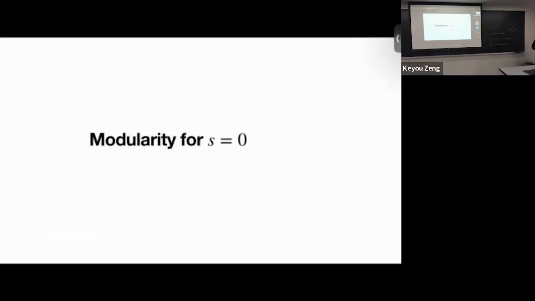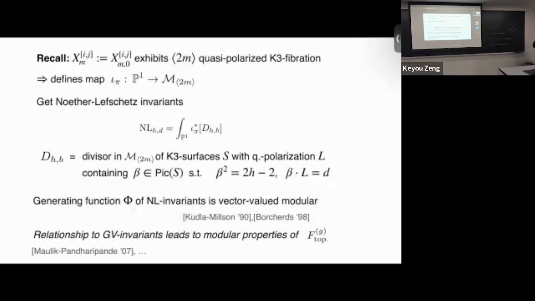So the last thing we want to talk about is modularity in the case where S is 0. So if I take S equals 0 and specialize, what's going to happen geometrically? Well, what we're seeing when you take S equals 0 is that the X side gets, as we mentioned before, a 2M quasi-polarized K3 fibration on its own.